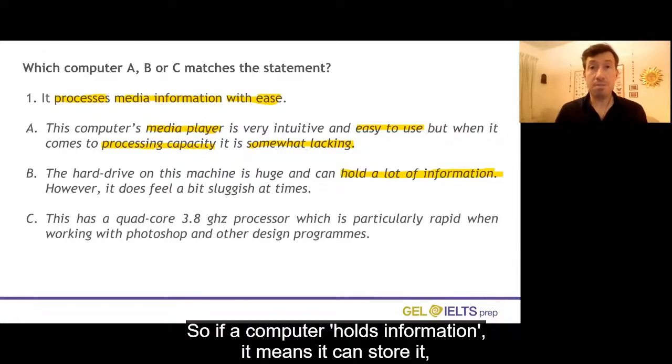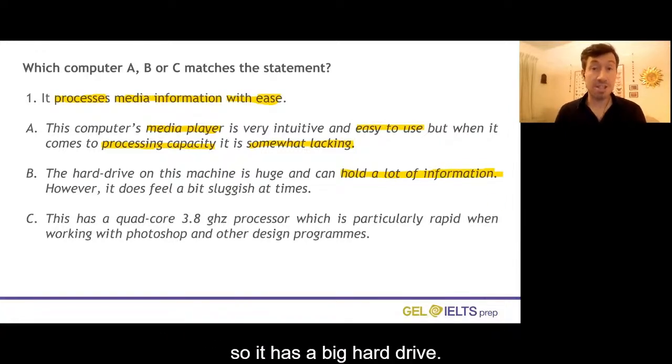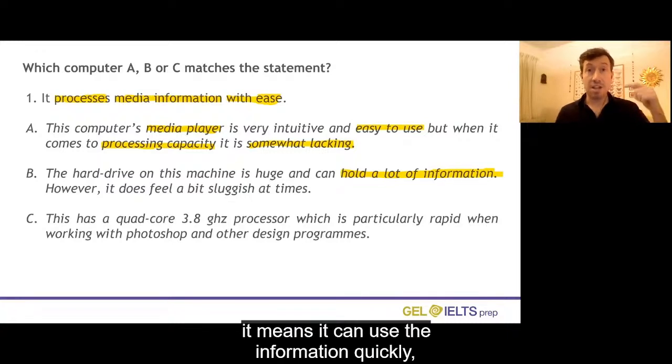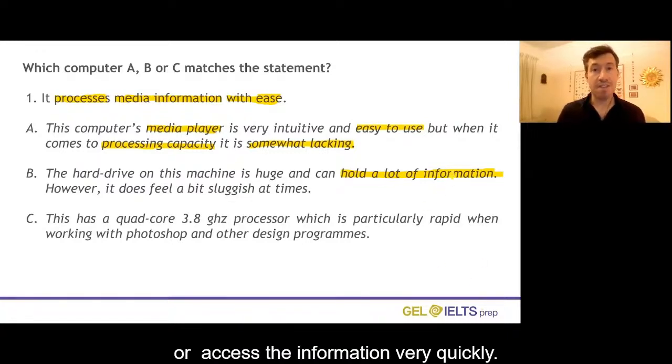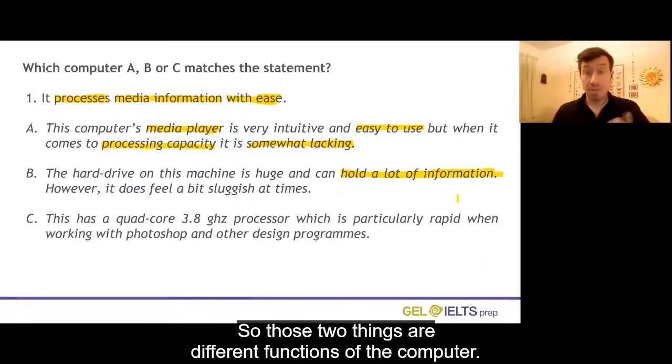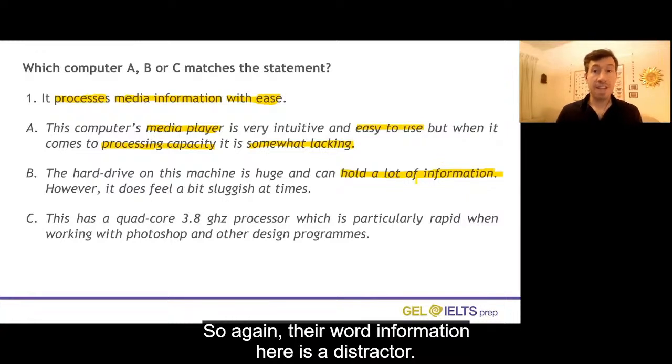So if a computer holds information, it means it can store it. So it has a big hard drive. If it processes information, it means it can use the information quickly or access the information very quickly. So those two things are different functions of a computer. So again, the word information here is a distractor.